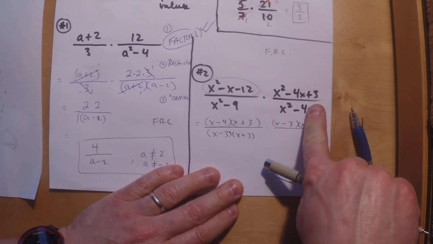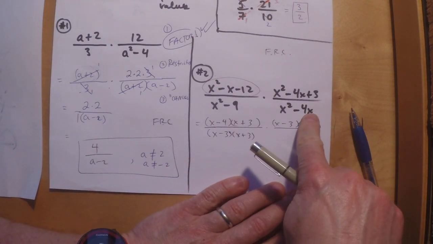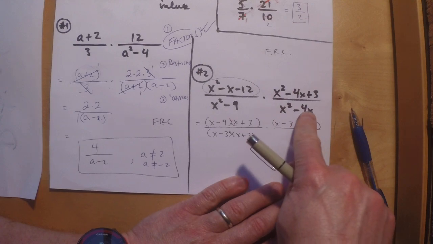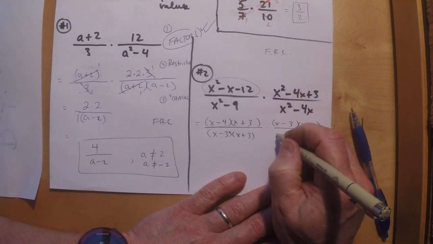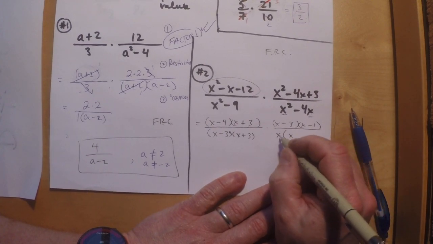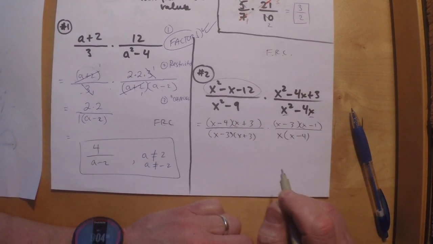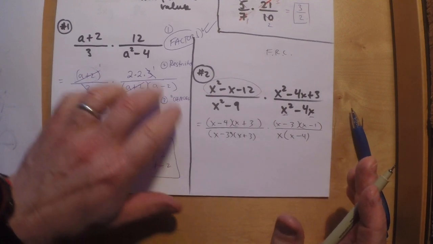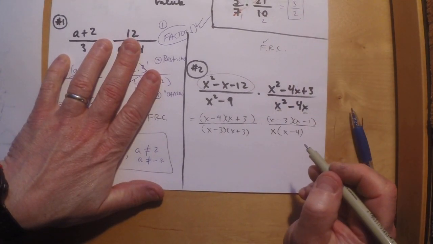If that x wasn't there, it would be a difference of squares beautifully, but that x makes it not a difference of squares. But I could do a GCF and just take an x out. There's an x in common. I'm just left with x bracket x minus 4. So there's my factoring done.